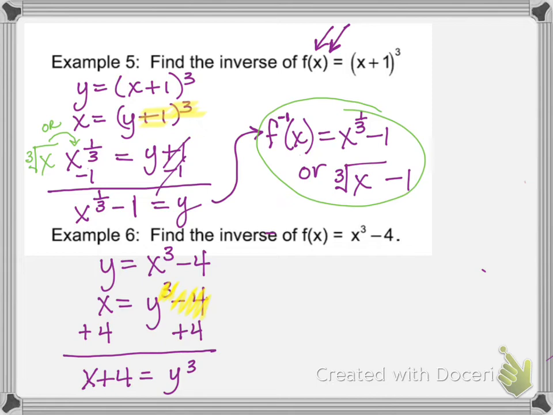But now I need to get rid of this power, okay? So that power needs to go to the other side. It needs to jump over the equal sign and go to the other side. So how do you do that? Just like we did upstairs, the 3 pops over and becomes a 1/3. So now you have x plus 4 to the 1/3 equals y.